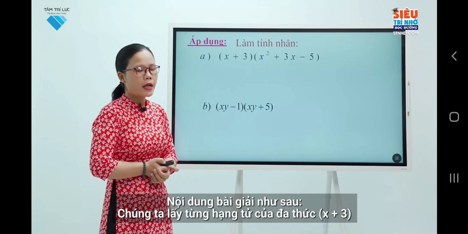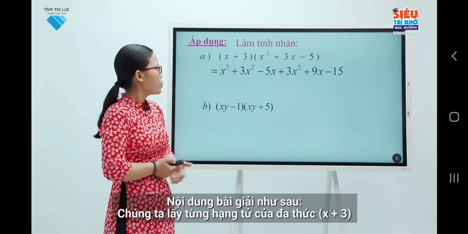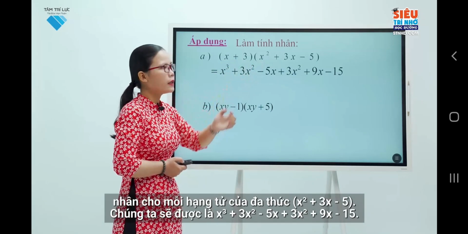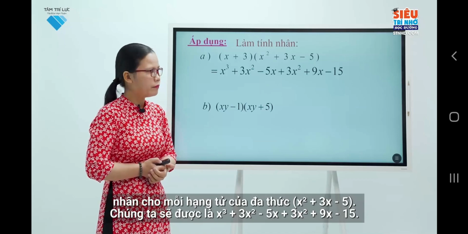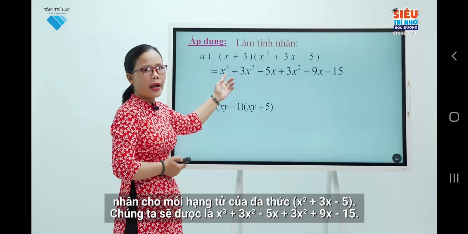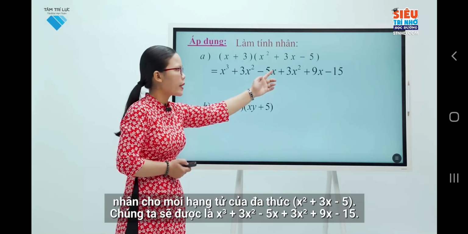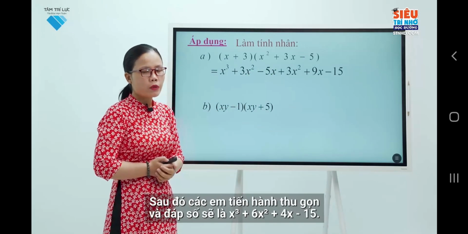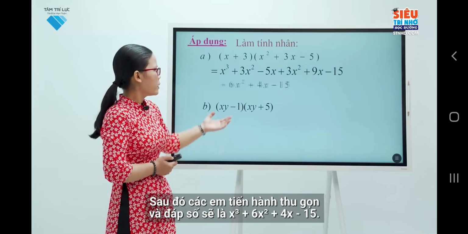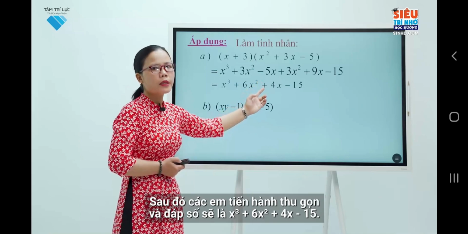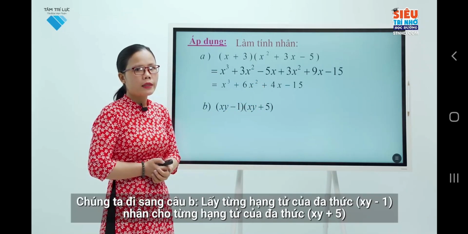The content of the solution is as follows. We take each term of the polynomial x plus 3, multiplied by each term of the polynomial x squared plus 3x minus 5. We will get x to the third plus 3x squared minus 5x plus 3x squared plus 9x minus 15. Then you proceed to simplify, and the answer is x to the third plus 6x squared plus 4x minus 15. We go to sentence B.